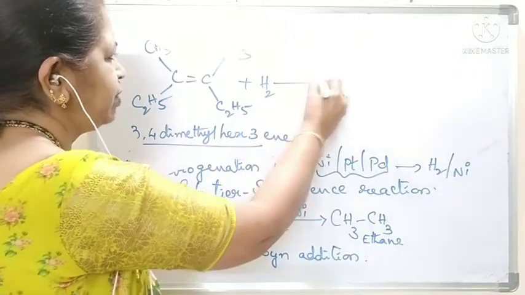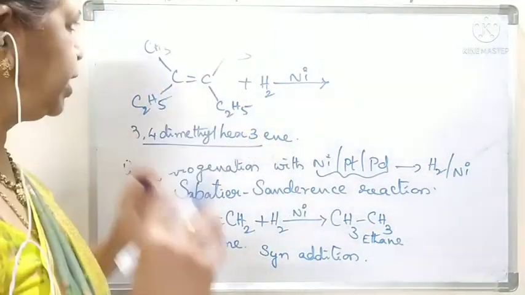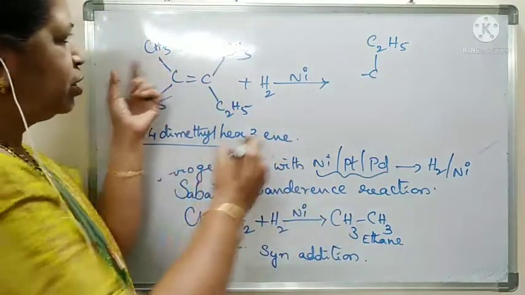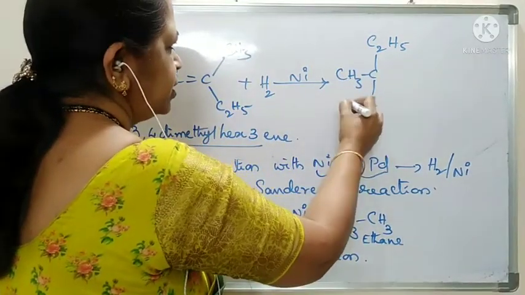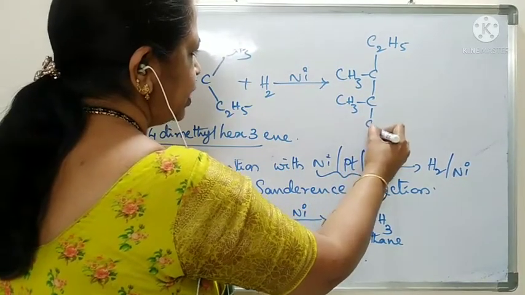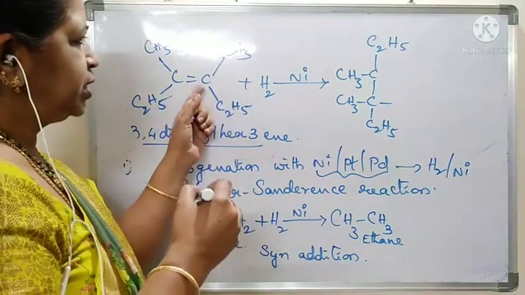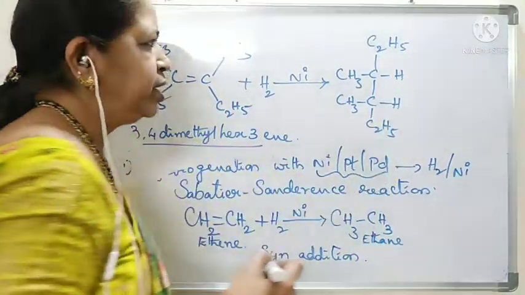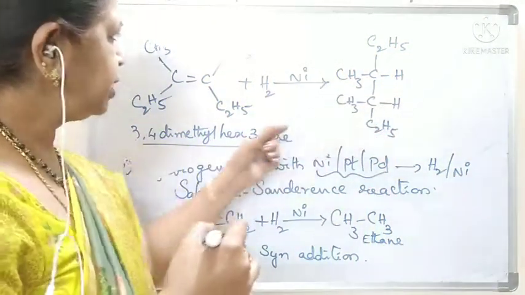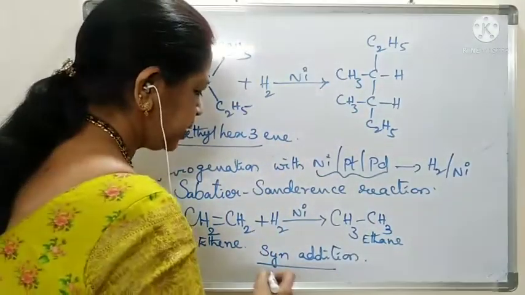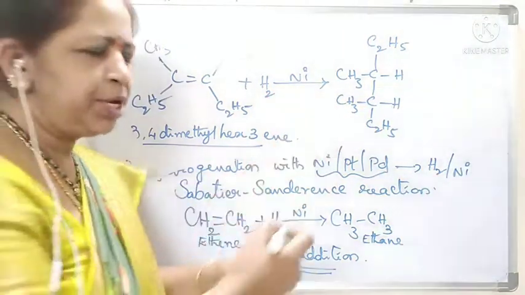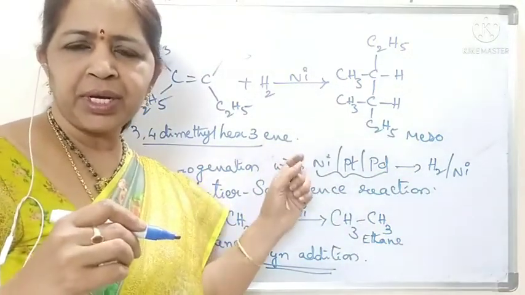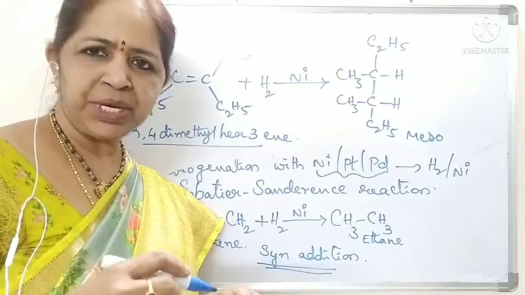If you add 1 mole of hydrogen in presence of nickel catalyst, what we get is C2H5, C, and both the methyl groups will be on the same side, CH3, CH3 and C2H5, and we are adding 2 hydrogens to make it a saturated molecule. So, both the hydrogens will be on the same side of the double bond. That is why this is a syn addition. This results in the formation of a meso compound. Syn addition results in the formation of a meso structure.